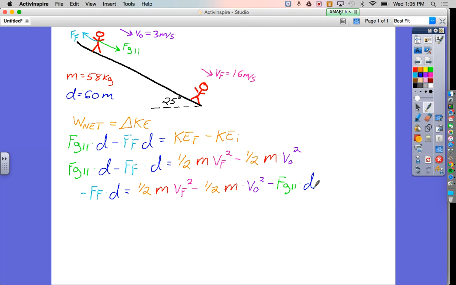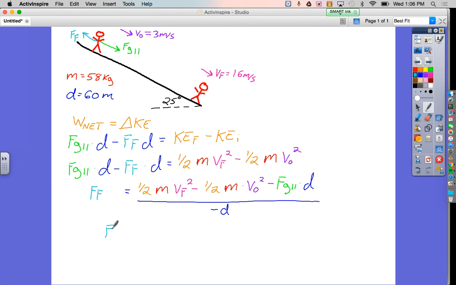Now what we need to do is divide out the d that's hanging out with this force of friction, and we need to get rid of this negative sign. So I'm going to divide by negative d, and put that in the denominator on the right side of my equal sign. What that means is my d is going to go away because I just divided it out, and so is my negative sign because I just divided that out too. What we can do now is finish this up and plug in all of our numbers.